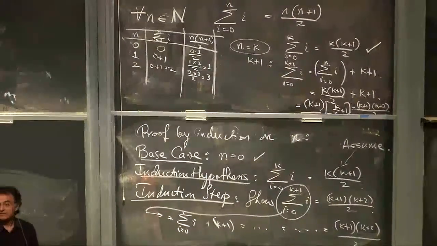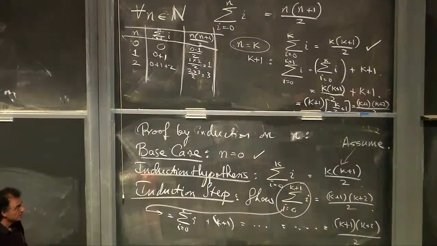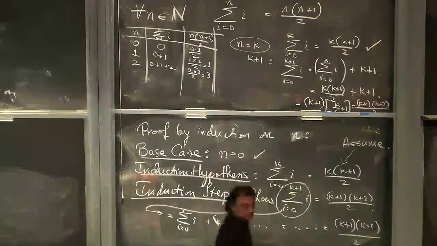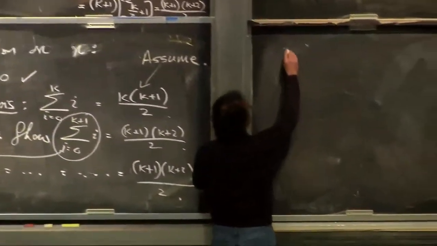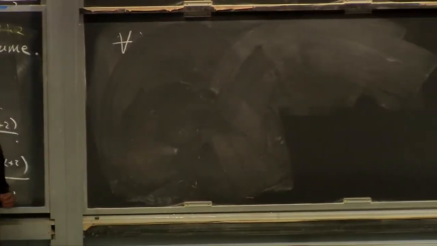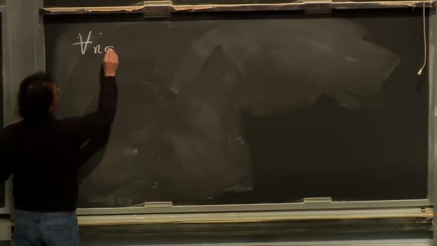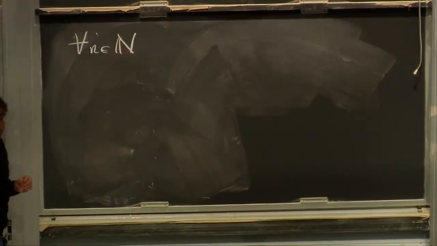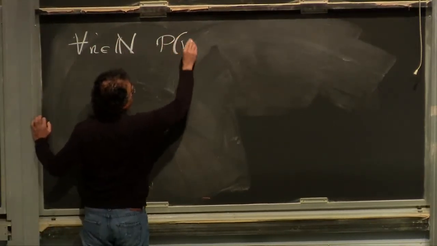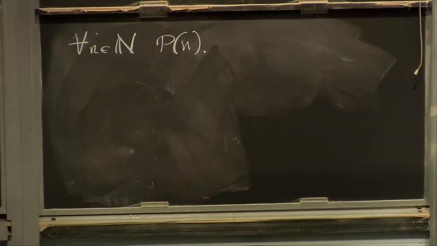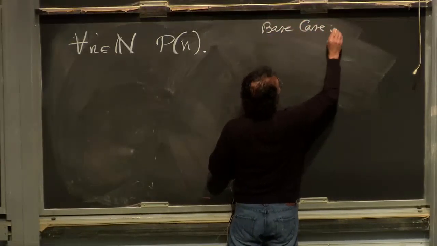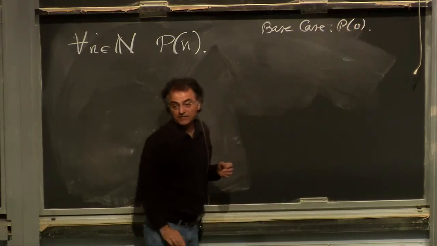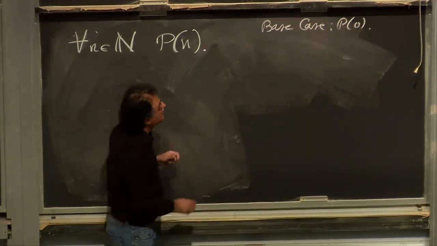Is everyone clear about this? Okay. So let's look at the general form of induction. So in induction, we're proving a statement for all n, some statement p of n. Okay? The proof by induction goes like this. Base case, p of 0. We check that p of 0 holds.